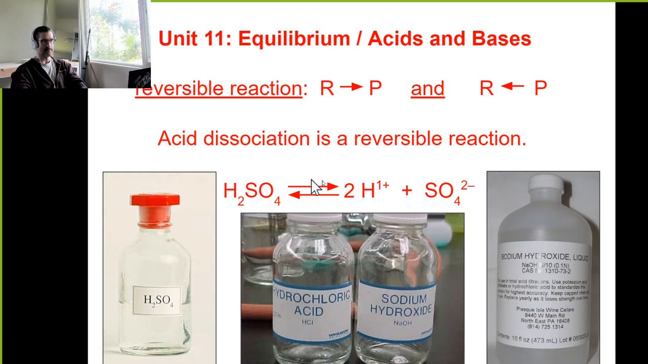So in our acid dissociation example, we can see how we have a product side and a reactant side, and at equilibrium, the rate at which each of these things is happening is balanced and equal.